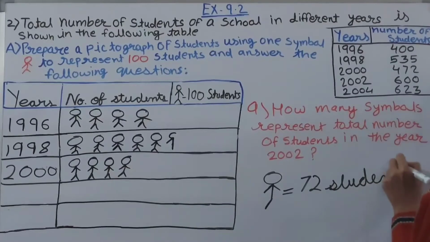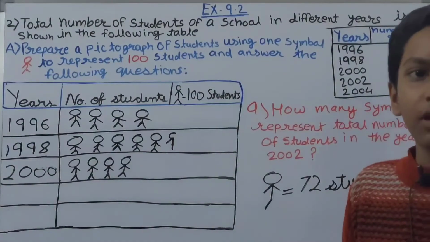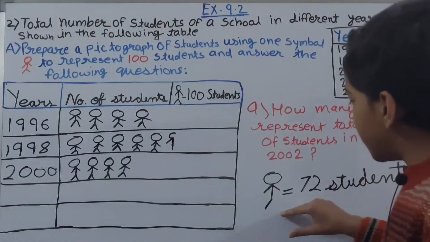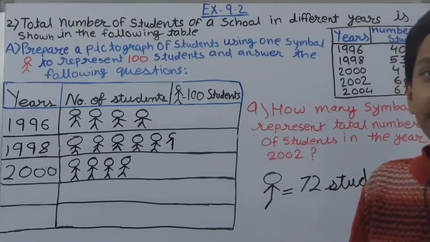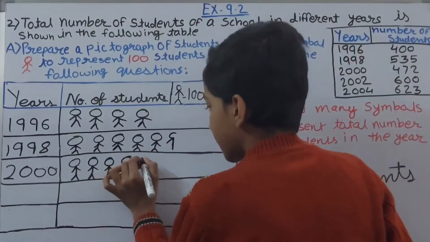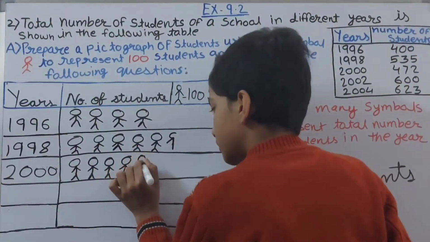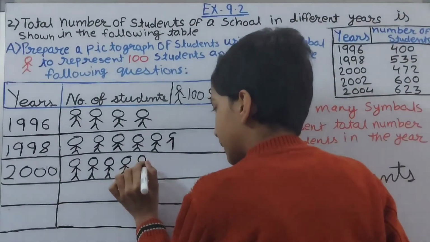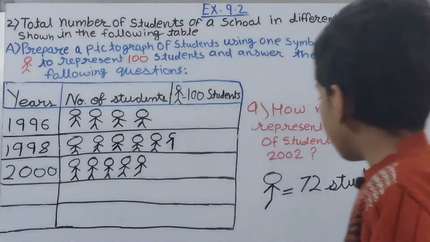So you can mention this because the one who's reading your pictograph will not be able to understand what is written. So you can just mention it over here that this symbol is equal to 72 students. And now everything is done. So in last, let's make the 72 the last symbol. So it goes somewhere like this, this, this and this. Now year 2000 is completed.